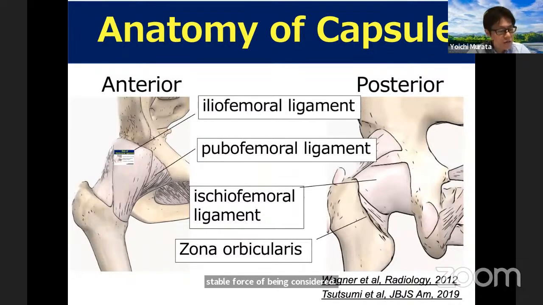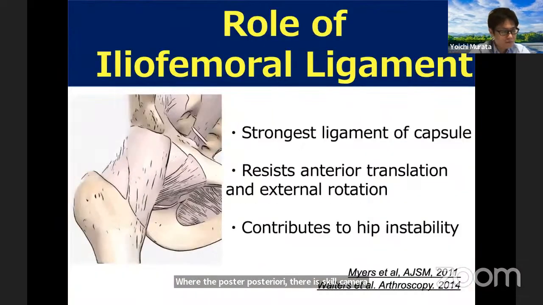The hip joint capsular ligament is composed of separate bands that reinforce the joint capsule. Anteriorly, there are the iliofemoral ligament and the pubofemoral ligament, while posteriorly, there are the ischiofemoral ligament and zona orbicularis. The iliofemoral ligament, which is the strongest among the capsular ligaments, contributes to the stability of the hip joint as a major static stabilizer by resisting anterior translation and external rotation of the hip joint.